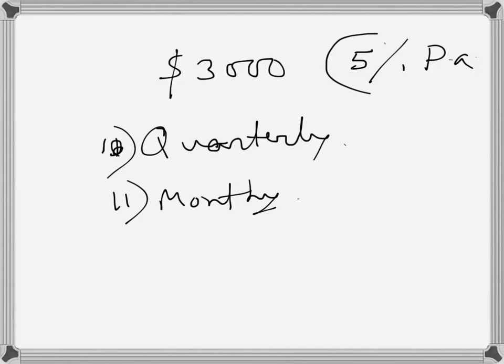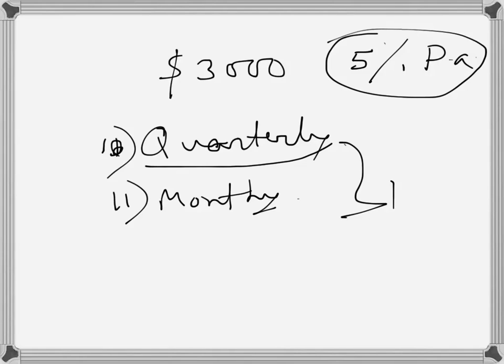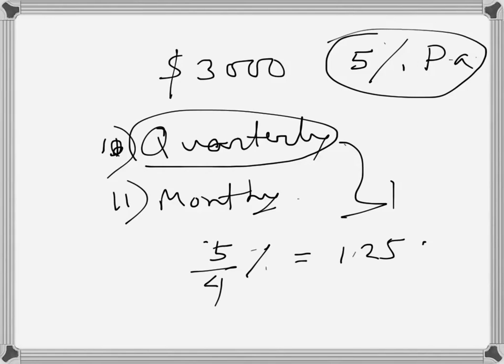So the interest 5% is per annum. If it is quarterly, because quarterly is every 3 months, that means in 1 year there will be 4 payments. So we have to find the interest when it is paid quarterly, and that will be 5% divided by 4, in terms of percentage, so that will be 1.25. In terms of decimal it will be 0.0125.